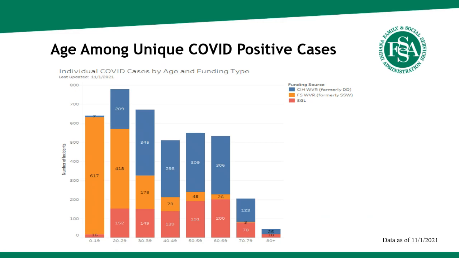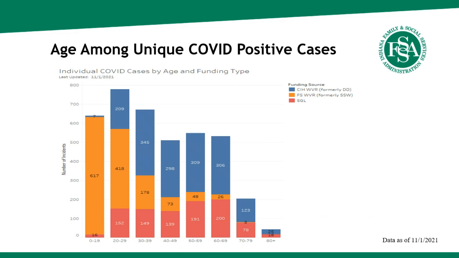So then in looking at this same data as of November 1st, you can see the total number of cases, 3,928, broken down by age and funding source: the CIH, FSW, and SGL. And you can again see where the uptick in some of those cases has been. I would point to, as we continue to see, that 0 to 19 age group on the family support waiver continues to be where we see that expansion or increase of cases.